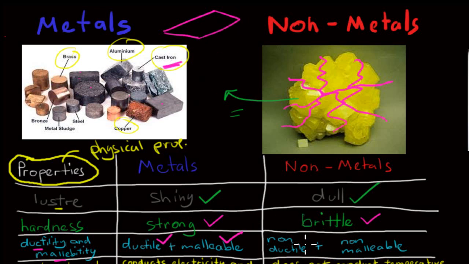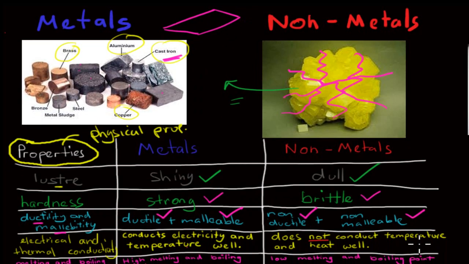Now, with nonmetals, it's the opposite. Nonmetals are hard to make into wire, so non-ductile. The reason being, again, is they're brittle. So if we try to make them into wire, they would just break. And also non-malleable, which means we can't make them into sheets. Same reason, if we try to make them into sheets, they would break because they're very brittle.